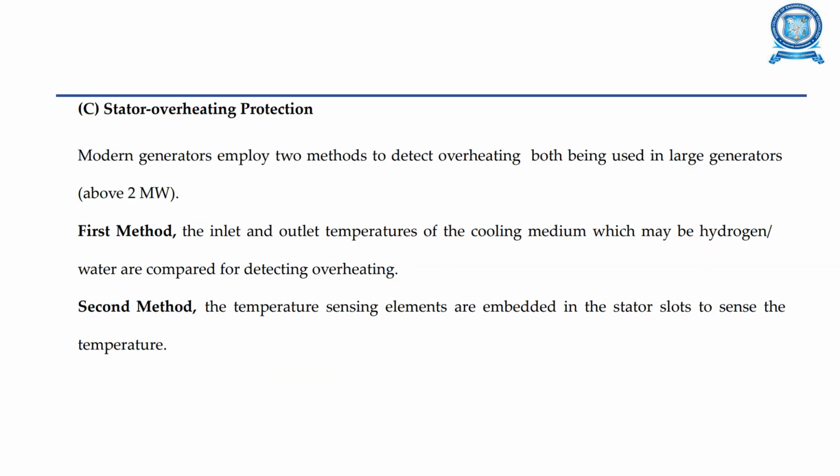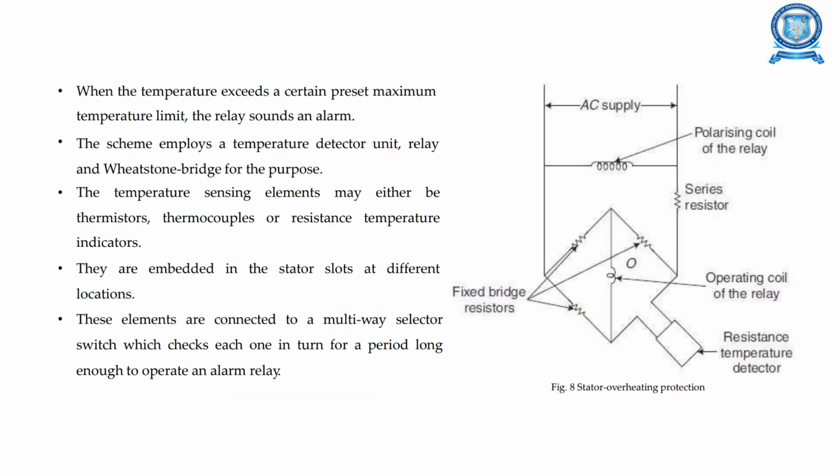Next is the stator overheating protection. Modern generators employ two methods to detect overheating, both for large generators above 2 megawatts. First is inlet and outlet temperatures of the cooling medium. Two is temperature sensing elements embedded in the stator slots. Here is the stator overheating protection diagram, where they are embedded in the stator slots at different locations. When the temperature exceeds a certain preset maximum temperature limit, the relay sounds an alarm.